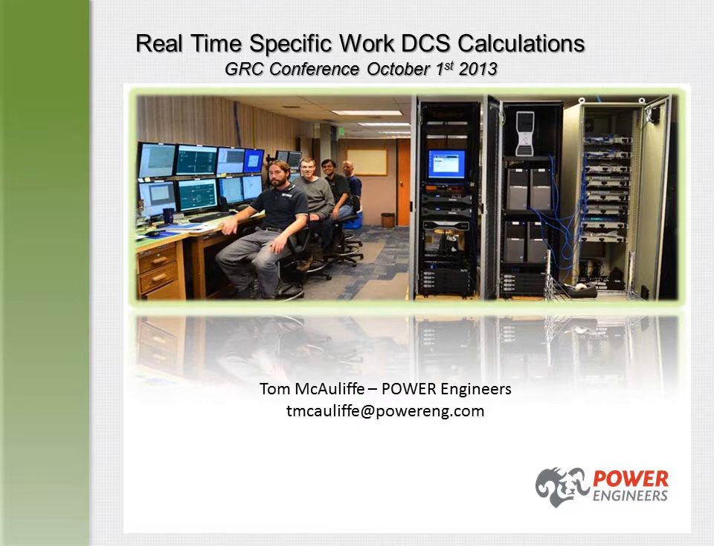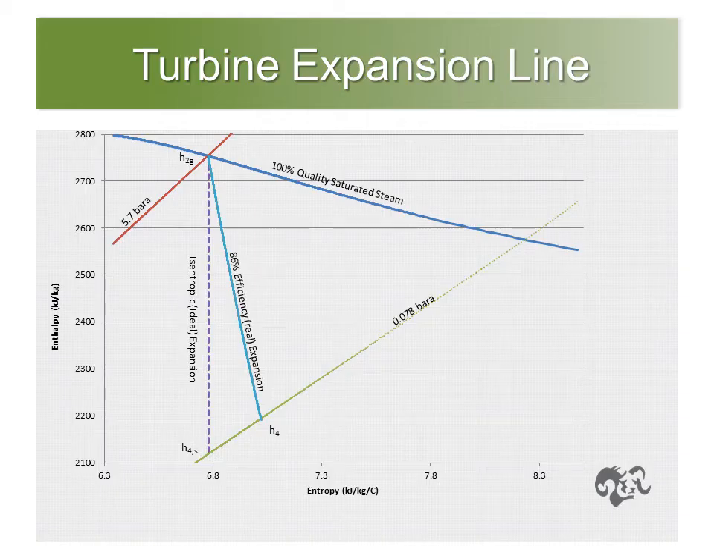You spent roughly $1 million for your DCS. Maximize its usefulness to you. I'll be running through some mass and energy balance equations around the separator and the turbine, so a quick review of the turbine expansion line may be helpful.